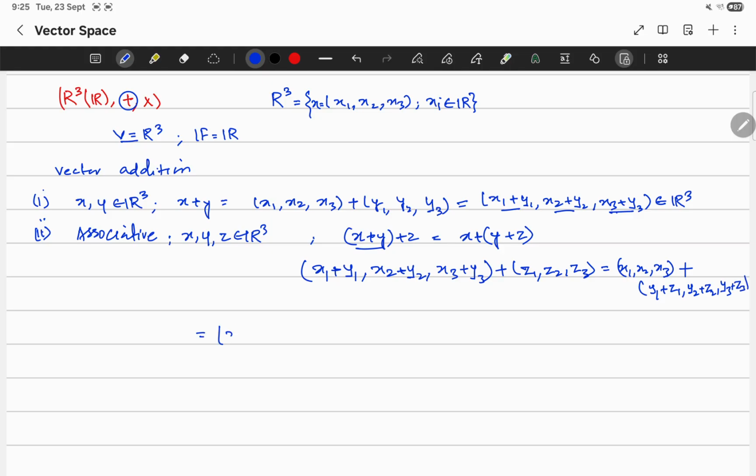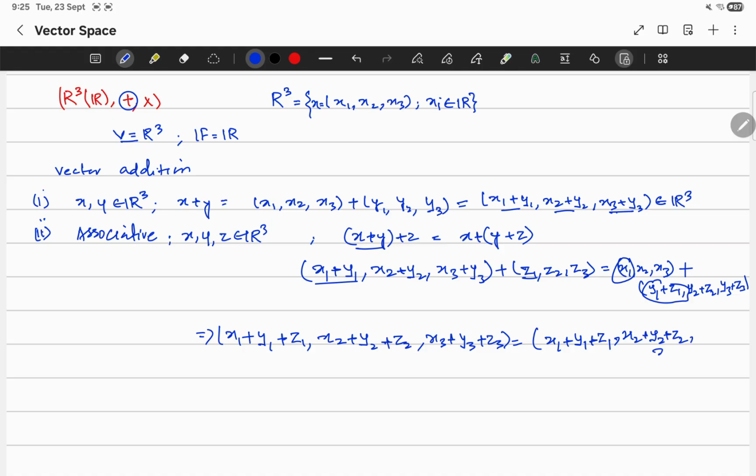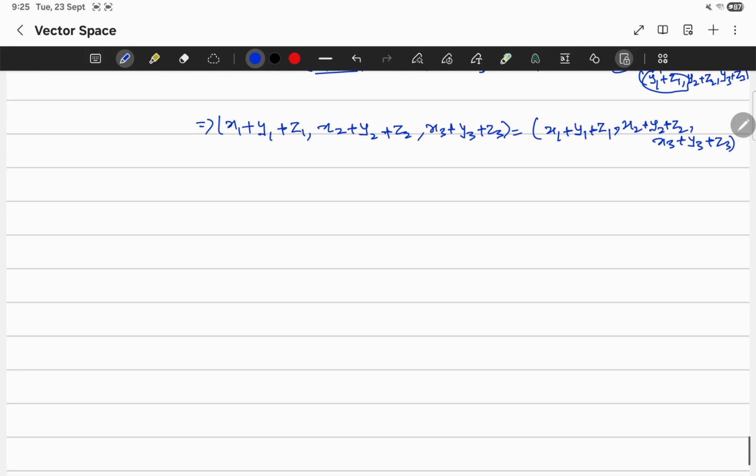So it will be equal to (x1 plus y1) plus z1, (x2 plus y2) plus z2, (x3 plus y3) plus z3, and on the RHS, first coordinate with the first coordinate, so x1 plus (y1 plus z1), second x2 plus (y2 plus z2), and similarly x3 plus (y3 plus z3). So it is associative as well.